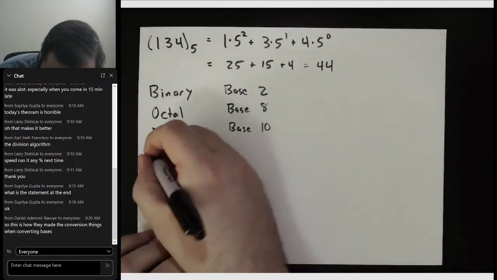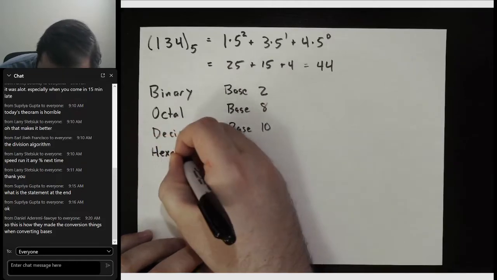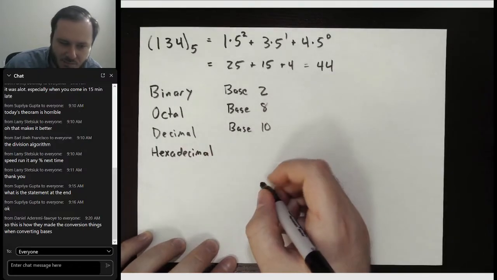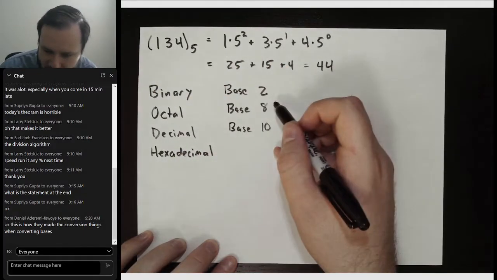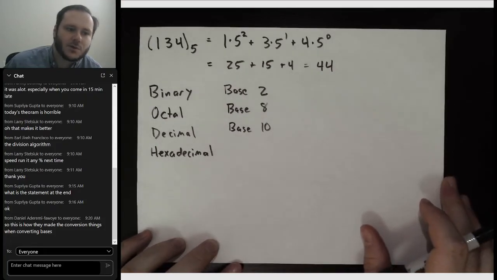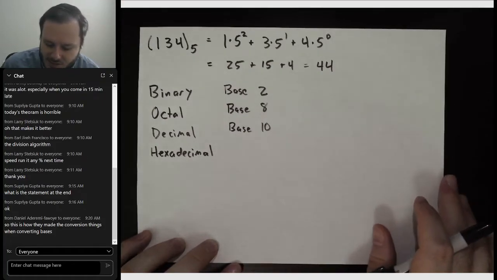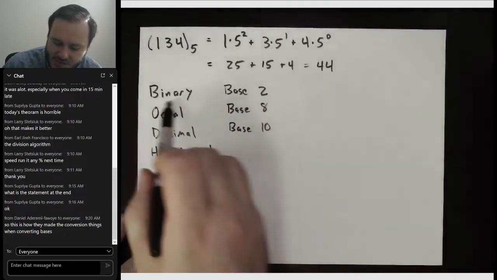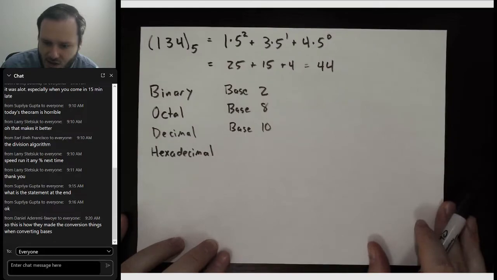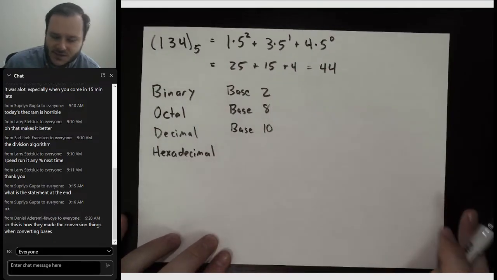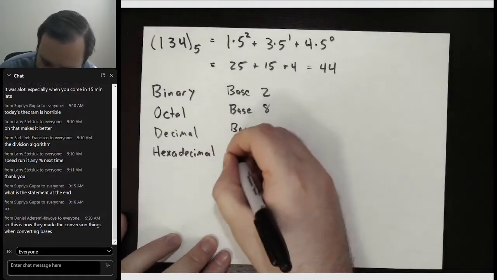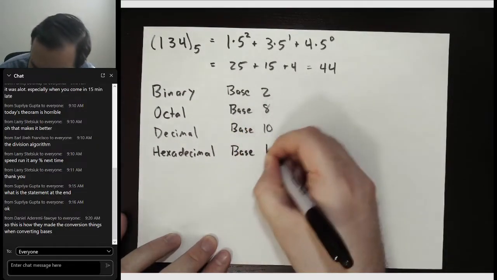And then hexadecimal also comes up a lot in computing because binary strings are very long. If you have a 64-bit computer, that means your memory address has 64 ones or zeros representing a binary number. And nobody wants to write out 64 ones and zeros. So they use hexadecimal instead because it's shorter. This is base 16.